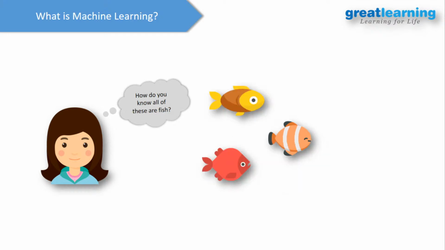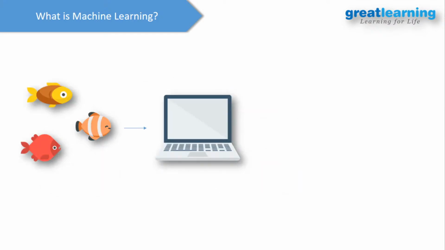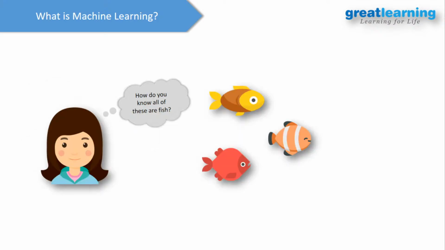And now, how do you know all of these are fish? Well, as a kid, you would have been told that this is a fish by your kindergarten teacher or your parents, and your brain learned that whatever looks like this is actually a fish. And once your brain learned about this, whenever it came across a real life fish or maybe an image of a fish, it immediately understood that this actually is a fish, and that is how our brain functions.